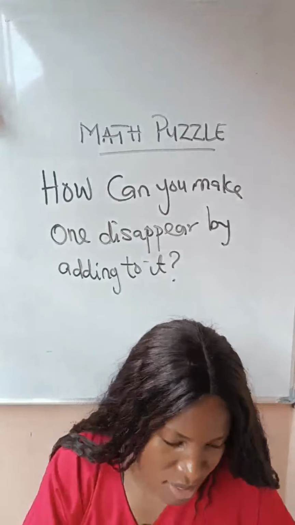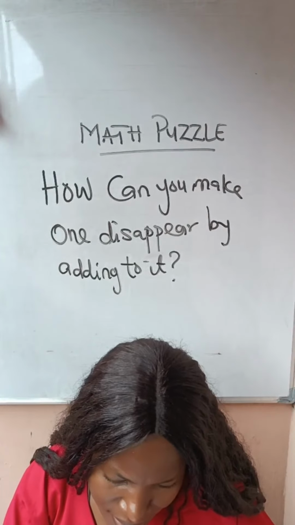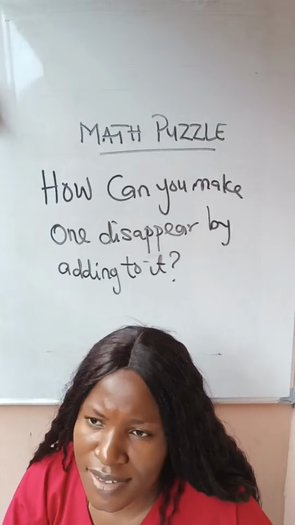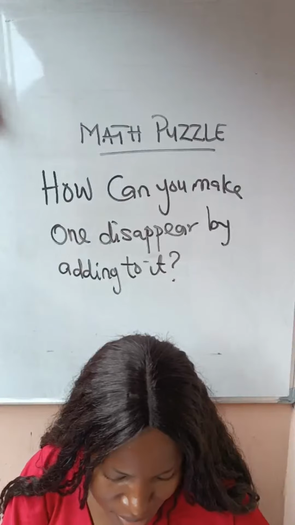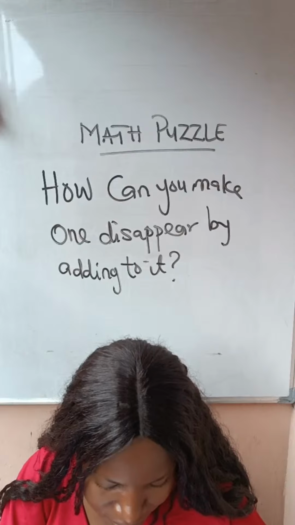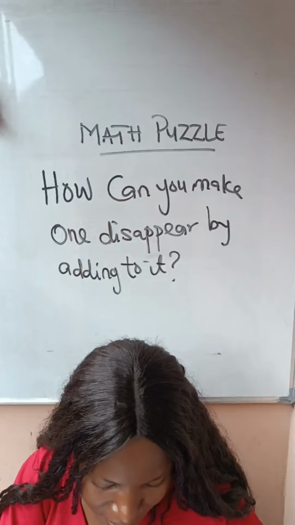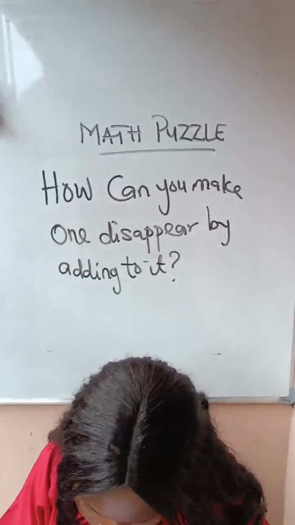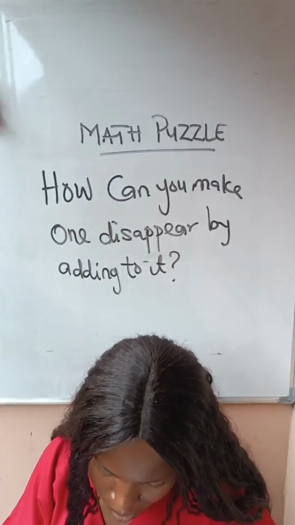Let's go, friends. Add a negative and it will disappear. How can you make 1 disappear by adding to it? From 1 to gone, none, by adding a g or an n before. Okay, that's very interesting.